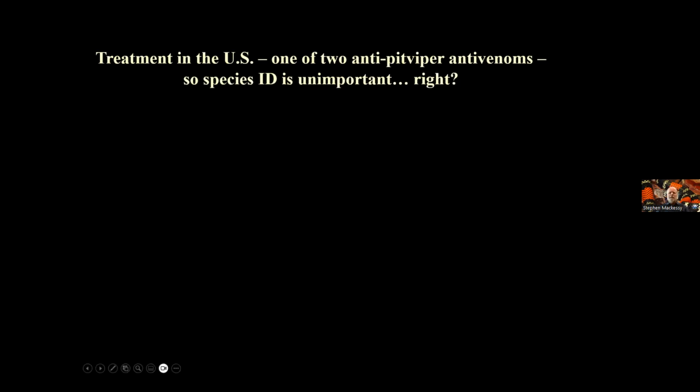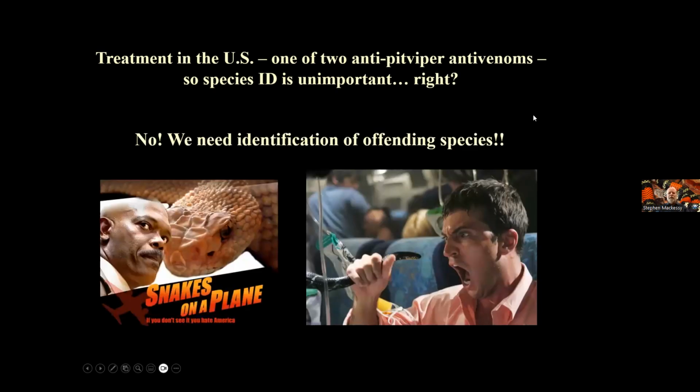I'm going to mention one point that is rather annoying to me right now, because in the United States we've got basically only 2 antivenoms that are anti-pit viper antivenoms. And so there is a kind of cavalier attitude amongst a lot of physicians that species identification is not important. But I'd argue that it is important, that we need to in fact identify the species. And in the United States, only about half of the bites are actually identified to species, which is kind of surprising to me.